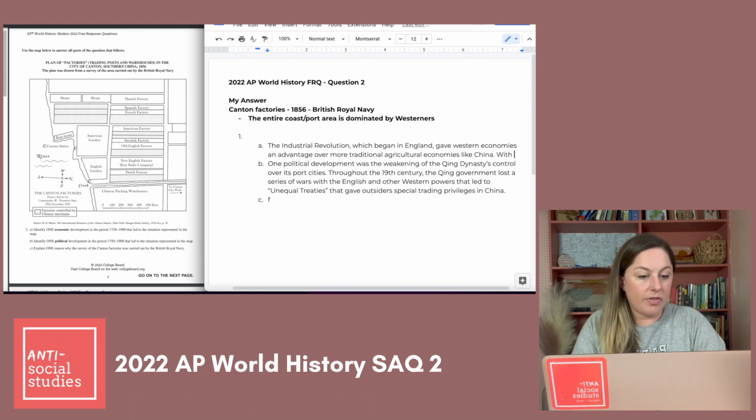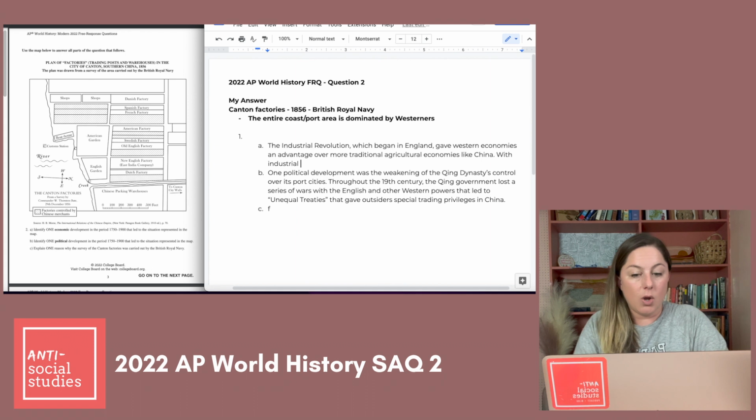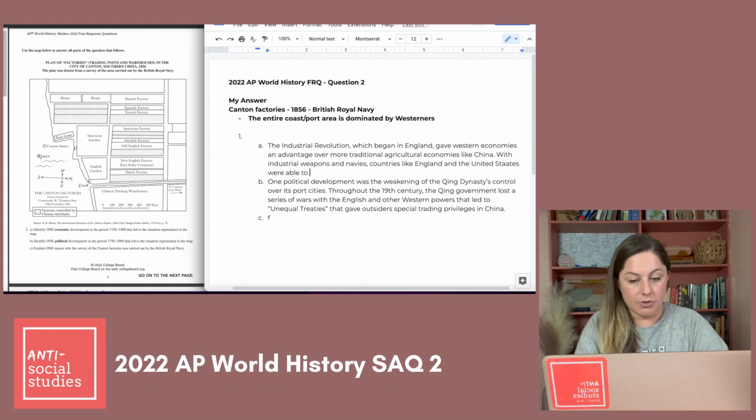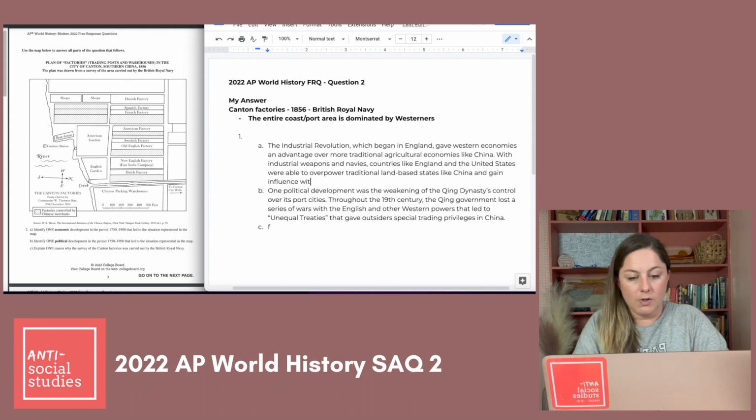So with industrial weapons and navies, countries like England and the United States were able to overpower traditional land-based states like China and gain influence within their local trading economies in key port cities like Canton.